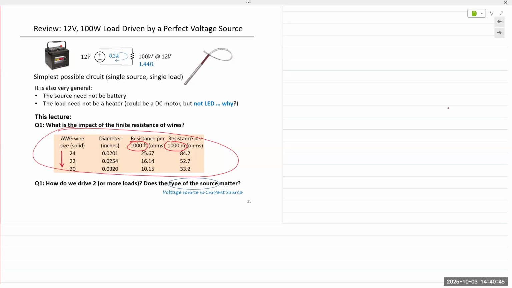So if you run a power cable, plug into a 120 volt outlet, and you connect a cable that's 1,000 meters long, you have a total resistance of about 170 ohms. So a lot of your energy is dissipated on those wires.